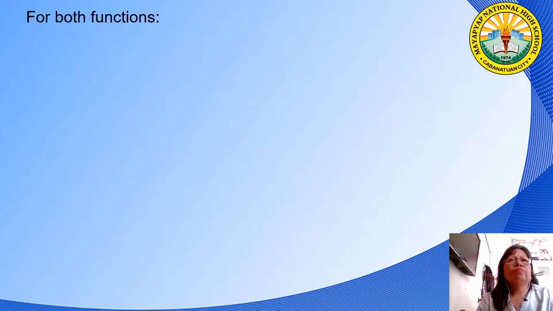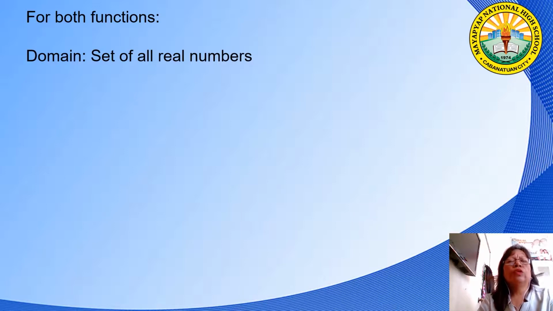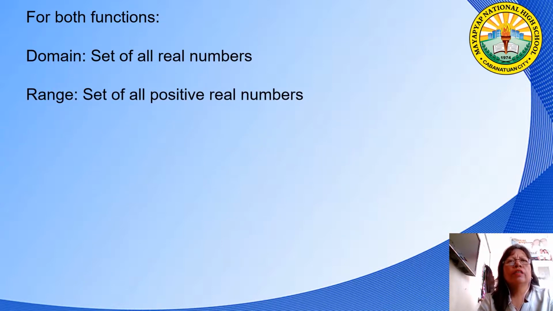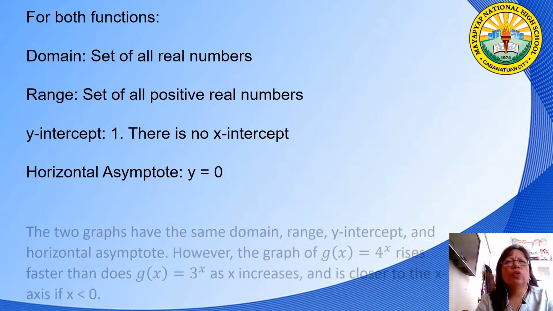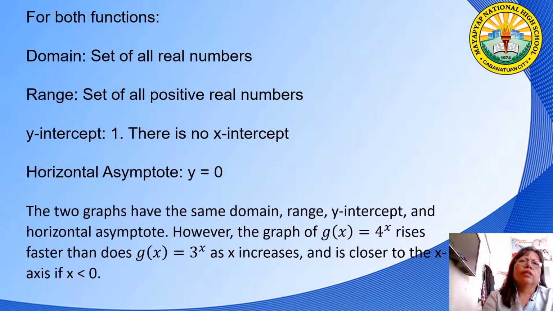Okay, for both functions, the domain is the set of all real numbers. The range is the set of all positive real numbers. The y-intercept is 1 and there is no x-intercept. The horizontal asymptote is y equals 0. Then the two graphs have the same domain, range, y-intercept, and horizontal asymptote.